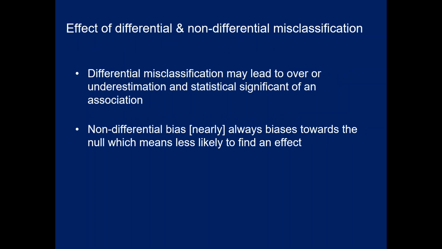Okay, so why do we care about differentiating these? The reason we care is that if that error is differential, so it differs between the cases and the controls, or the exposed and the unexposed, then we don't know what it's going to do to the results. It could lead to an overestimation, or it could lead to an underestimation. We could find something was statistically significant when it wasn't. So we have no way of knowing which direction the effects go in.